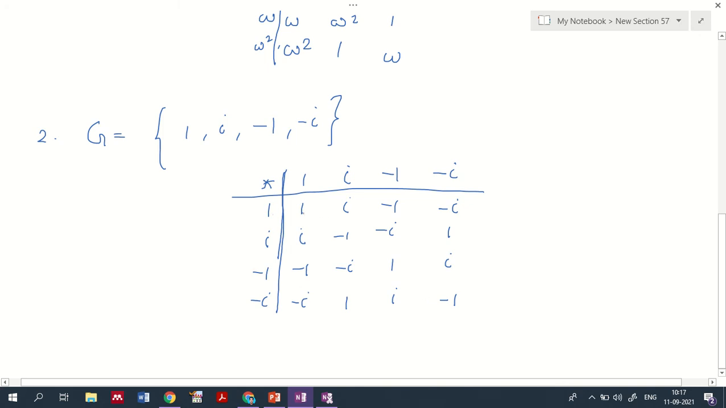Here also you can see that when you look into the row, no value is repeated again, that is 1, I, minus 1, minus I. And also you can see in the column side, 1, I, minus 1, minus I, and so on, there is no element of the group repeated in the multiplication table. So then, if I say the rearrangement theorem, so when I say the rearrangement theorem, it is actually saying that whenever you rearrange any term in this group, so let me just specify what this rearrangement theorem is.